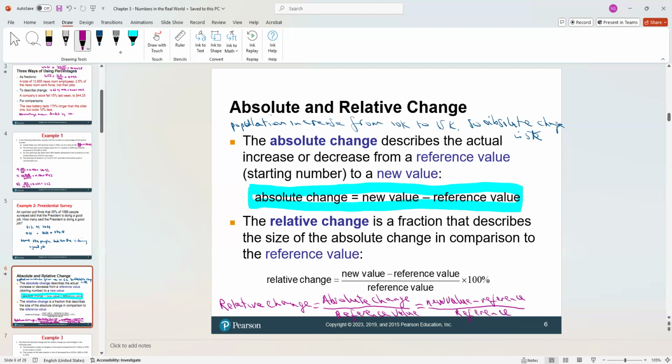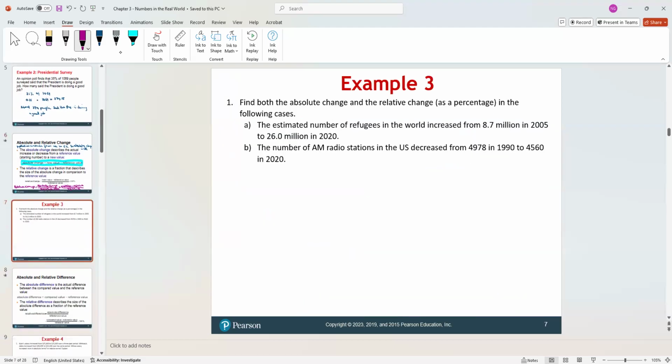So absolute change equals new value minus reference value, and relative change equals absolute change over the reference value. You can see that the absolute and relative changes are positive if the new number is greater than the reference value, and negative otherwise. We're going to see that, but let's go over a few examples. It's very important, so from time to time we go through some examples.